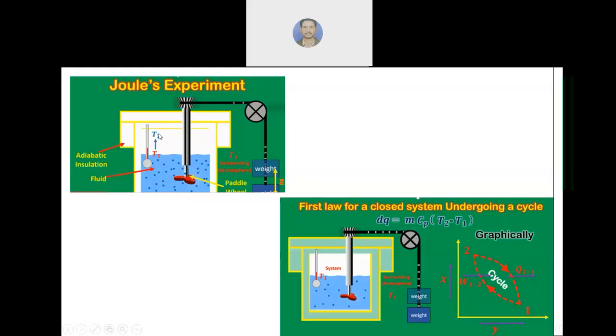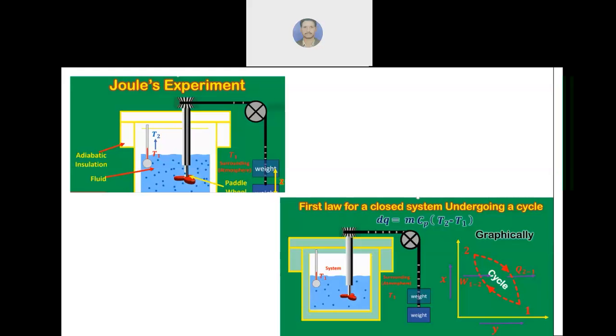Again, this temperature T2 will try to come into equilibrium with the surrounding temperature. When you remove this insulation, what will happen? The temperature T2 will try to come into thermal equilibrium with the surrounding temperature, so again it will achieve temperature T1. Now, because the temperature is changing from T2 to T1, due to the difference in temperature, there will be heat transfer.